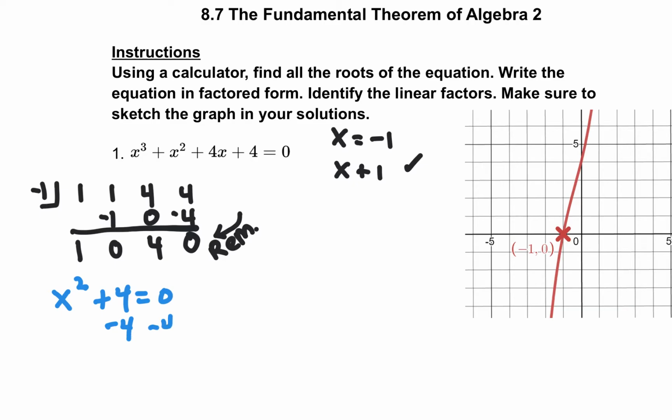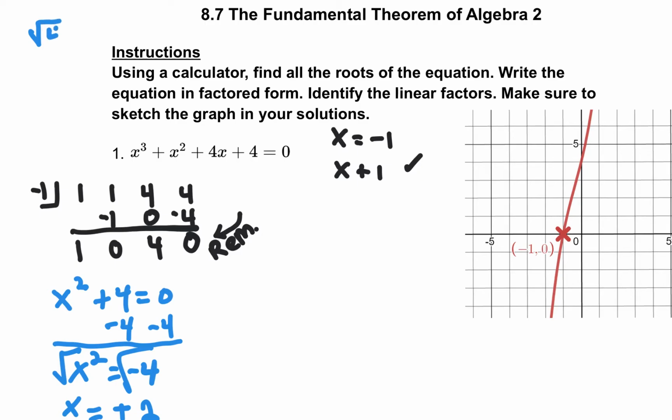Subtract 4 from both sides. So I have x squared equals -4. Take the square root of both sides. Remember that when dealing with a square root, you may have a positive or negative answer. And the square root of 4 is 2. And we know that the square root of -4 is the same thing as the square root of 4 times the square root of -1. And we know that the square root of -1 is i. So this is i.